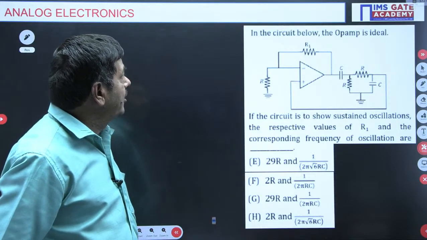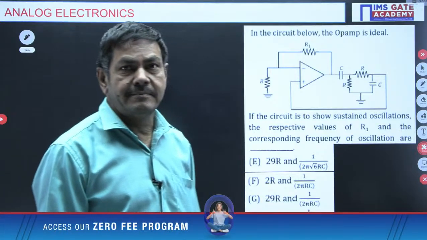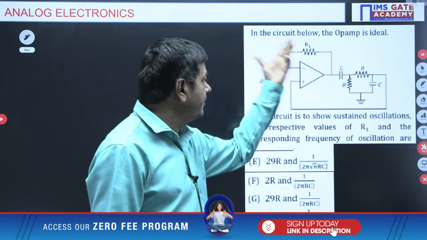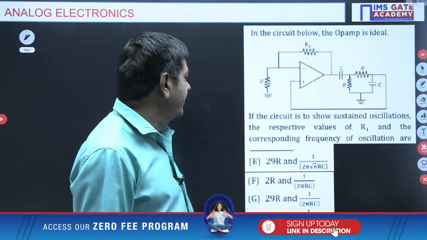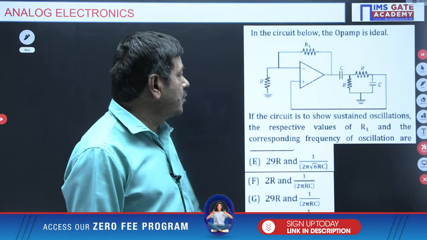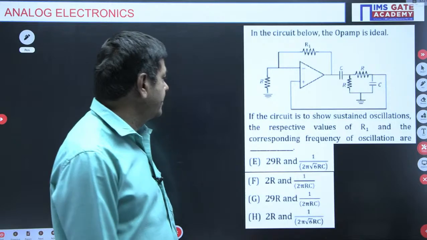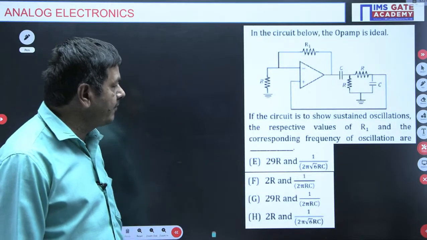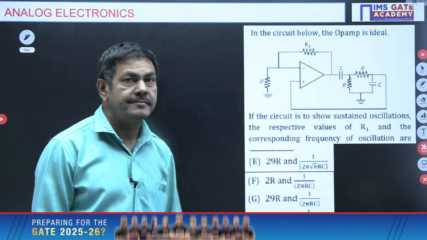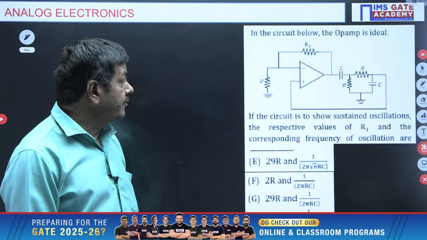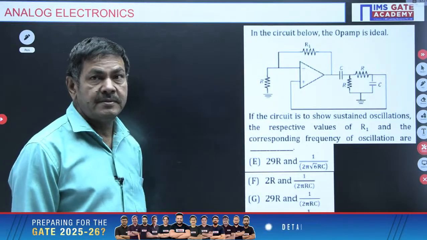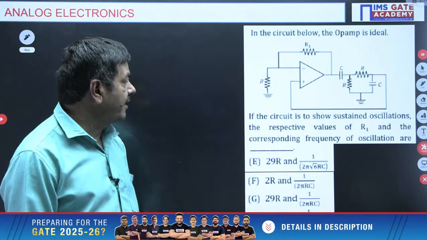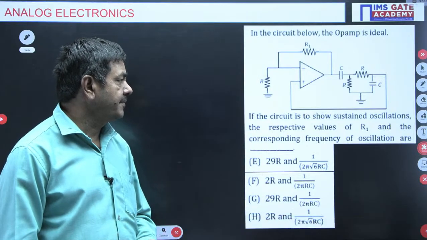In the circuit below, the op amp is ideal. Here, the operational amplifier is given as ideal. If the circuit is to show sustained oscillations, the respective values of R1 and the corresponding frequency of oscillations are dash. It is asking to find the R1 value and also the frequency of oscillations.